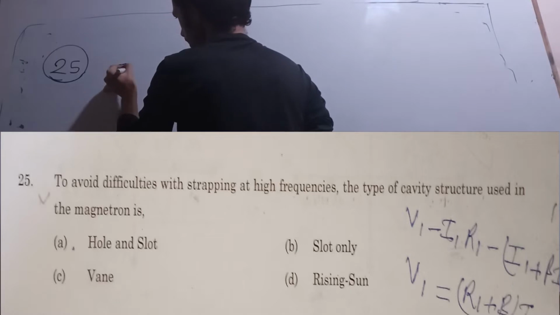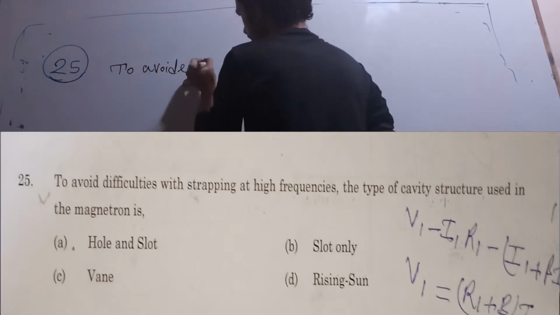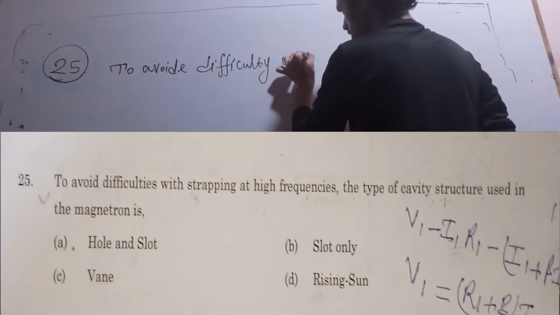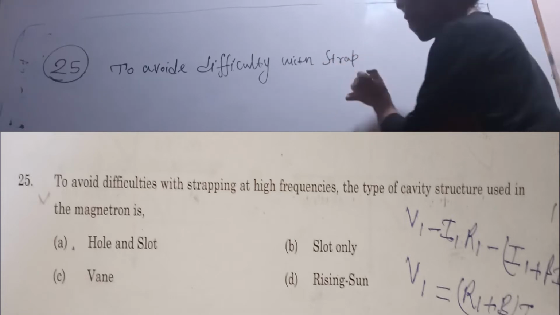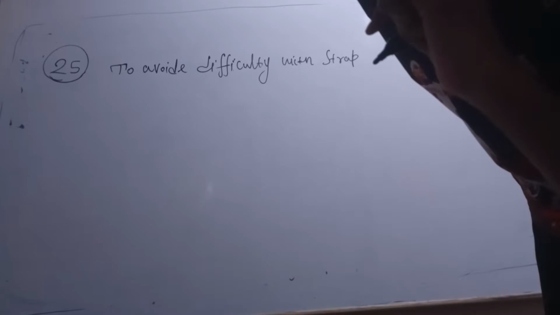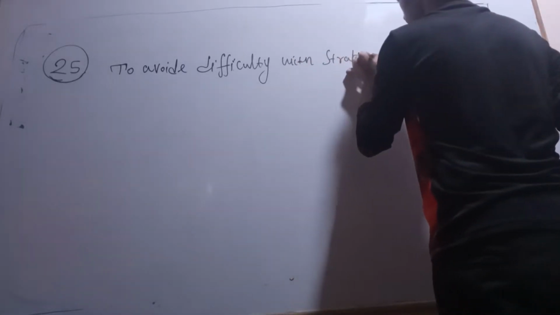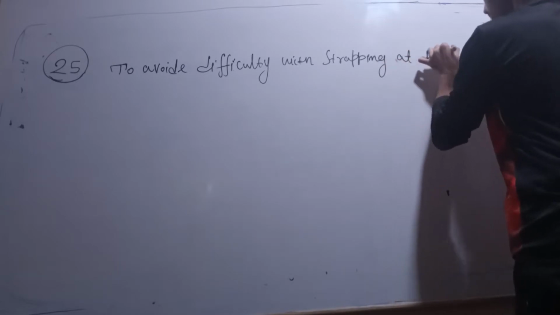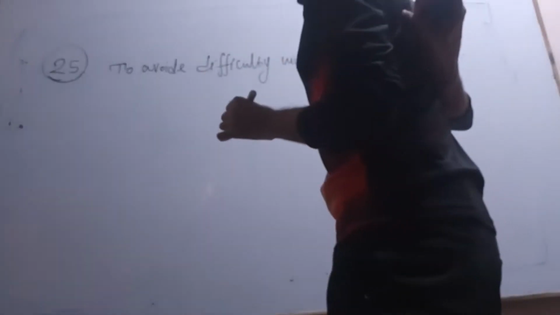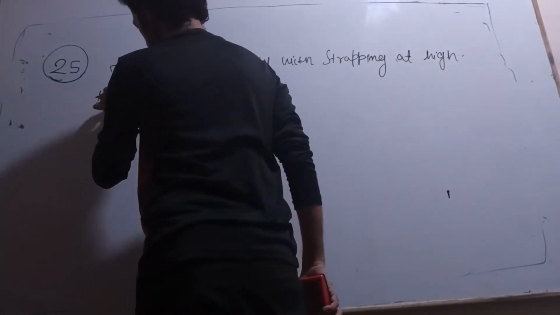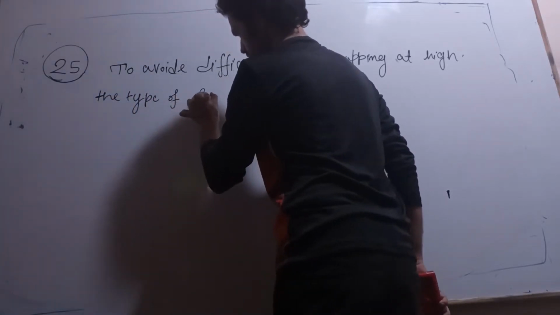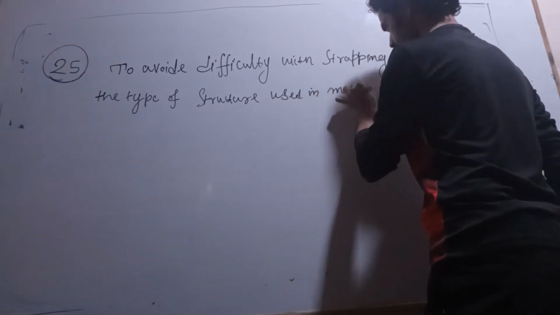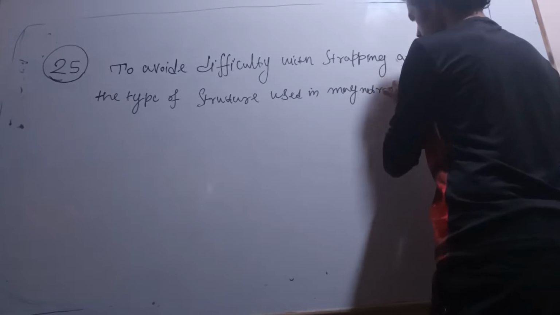To avoid difficulty with strapping at high frequency, the type of structure used in the magnetron is what?